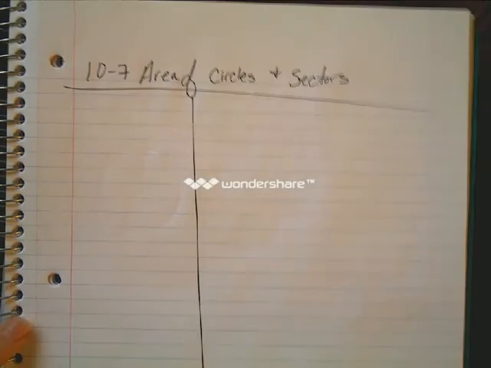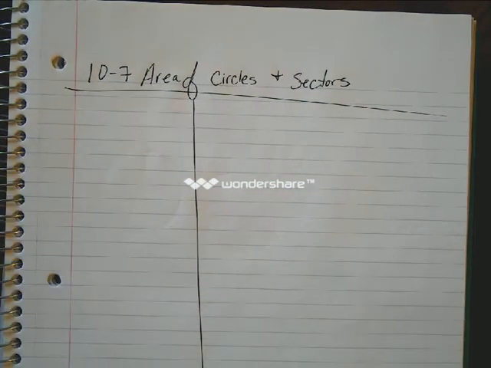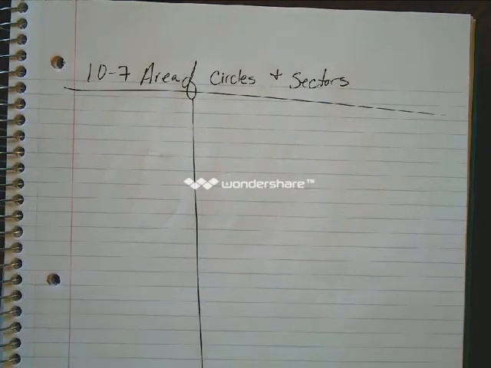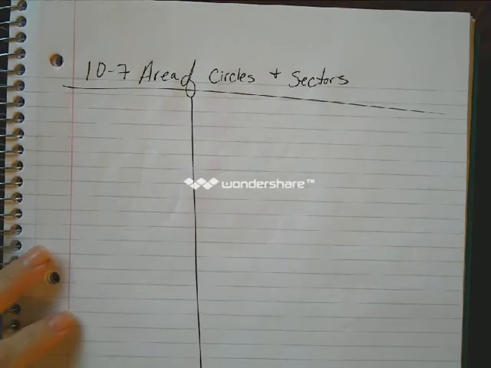Okay, so this is 10-7, areas of circles and sectors. This section obviously has more relevance to the unit as far as finding area, because that is our ultimate learning goal for the entire unit, being able to apply area formulas in different complex situations.